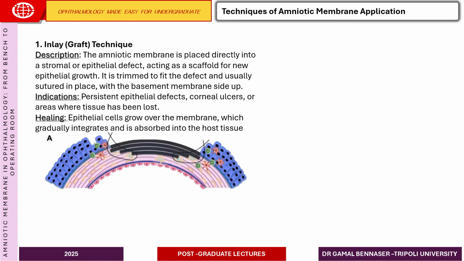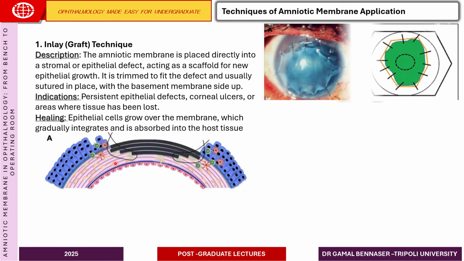The first common way of applying the amniotic membrane is known as the inlay graft technique, and this is usually kept for small epithelial defects or small corneal ulcers. The amniotic membrane is trimmed and placed in the defect and is secured by sutures or by using a fibrin glue.